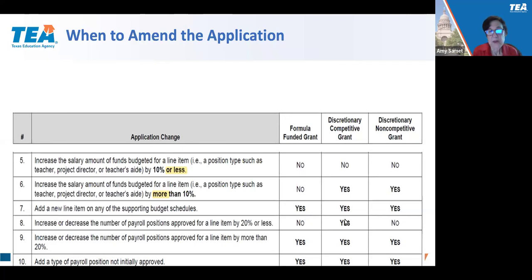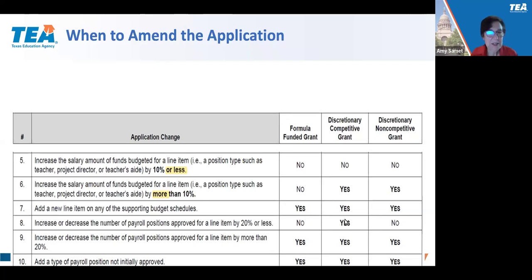Number 8, if you want to increase or decrease the number of payroll positions approved for a line item by 20% or less. No, you do not need to amend in that scenario. Number 9, if you want to increase or decrease the number of payroll positions approved for a line item by more than 20%. Yes, you do need to amend in that scenario. Number 10, if you want to add a type of payroll position not initially approved. Yes, you have to amend.